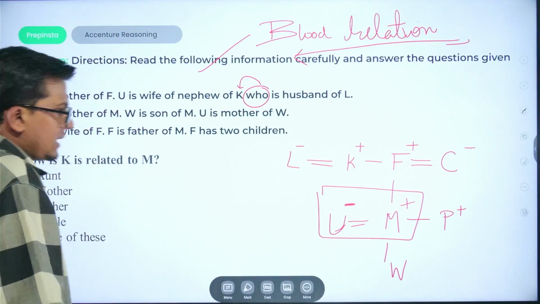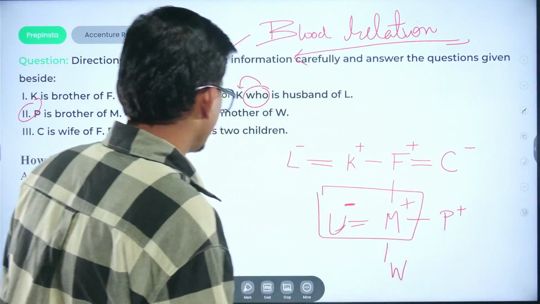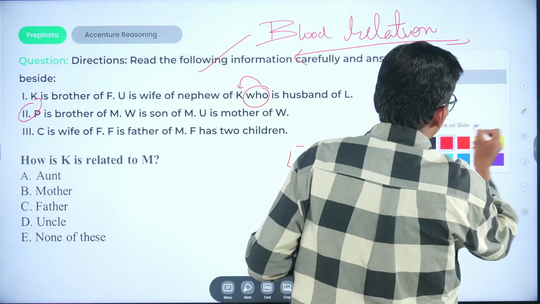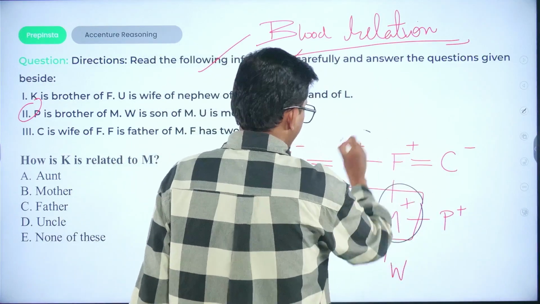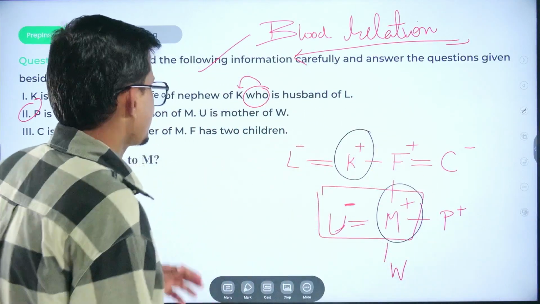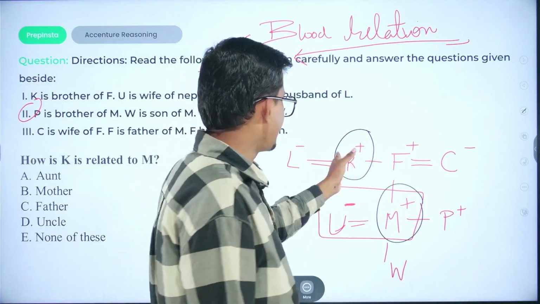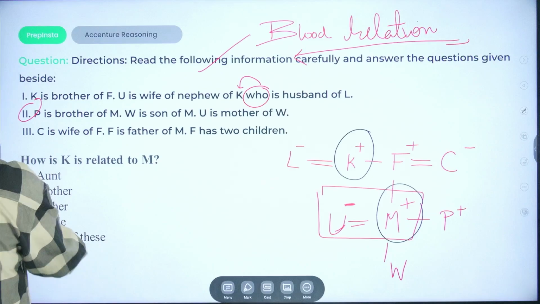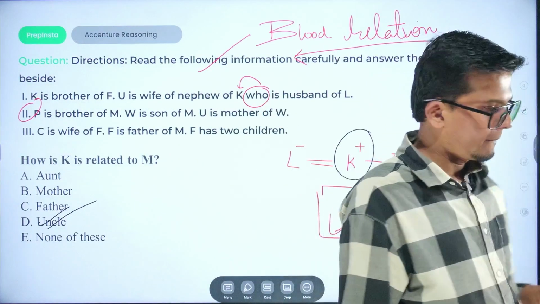The question being asked is, how is K related to M? So let us check the relation of K with regard to M. So M is here and K is here, right? So we can directly say that K would be the father's brother, and father's brother would be the uncle. So option D would be the right answer. Okay.